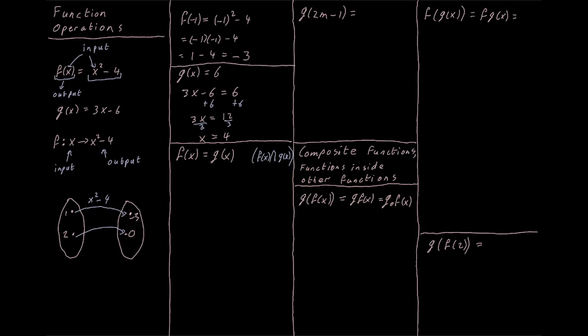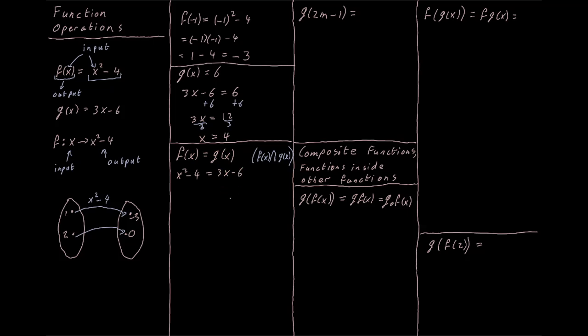Now, f of x is equal to g of x. This is asking what value of x, or is there a value of x, the same input number, the same x value, would give the same y output. And in essence, this is asking for the intersection of our two functions. So f of x, we know what that means. That's x squared minus 4. And what value of x would make that equal to 3x minus 6?